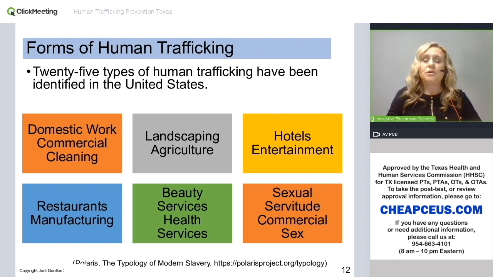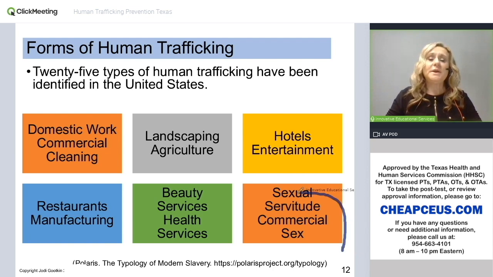Polaris is a global organization that is fighting the battle of human trafficking. They have analyzed different statistics from the United States and recognized that human trafficking has 25 different types that it occurs as and how it may present in the situations the individual is experiencing being a victim.